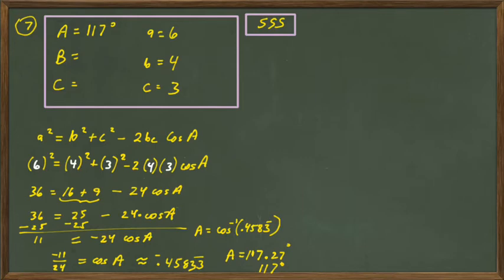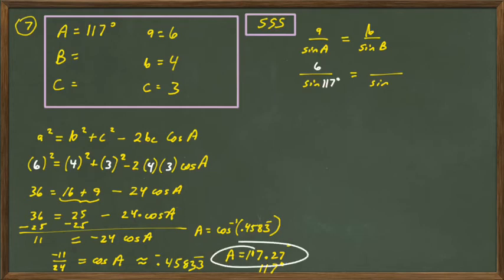But at this point, I could do law of sines. So again, I'll do A over sine A, and I'll try B over sine B to see if it works. I'll fill the numbers in. Side A, 6. Angle A, 117. Or if you want to be more accurate, 117.27. Side B is 4, but I don't know angle B, right? So to solve it, I cross multiply. 6 times the sine of angle B equals 4 times the sine of 117 degrees.